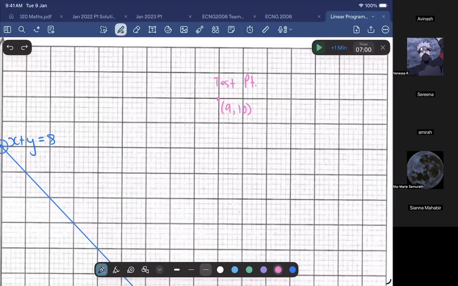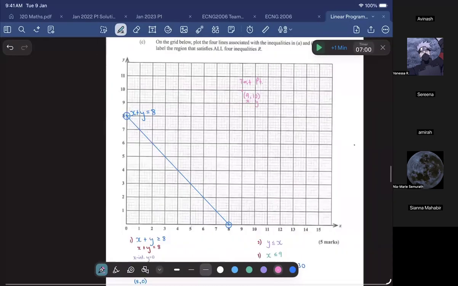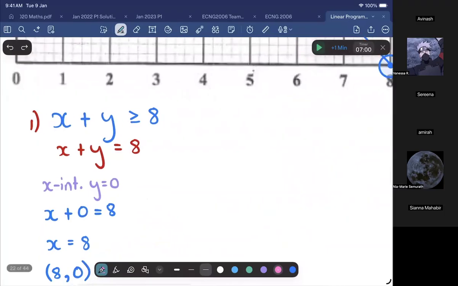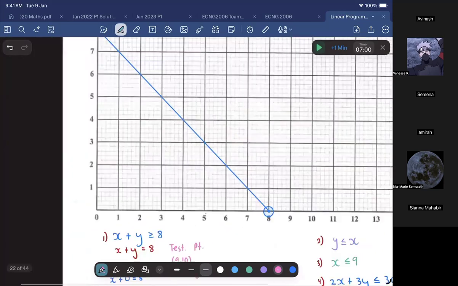X is 9 and Y is 10. Right. And if we are correct, when we add x and y, it is supposed to be what than 8? More than or equal to. Exactly. So let's check our test point now. All right, so x is equal to 9 and y is equal to 10.